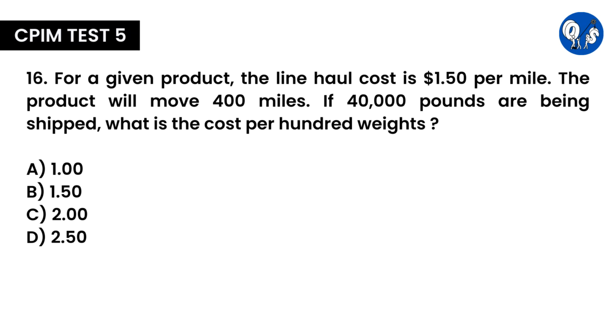Question number 16. For a given product, the line haul cost is $1.5 per mile. The product will move 400 miles. If 40,000 pounds are being shipped, what is the cost per 100 weights? A 1, B 1.5, C 2, D 2.5. Here the correct answer is B. The truck will cost $600 to move 400 miles.